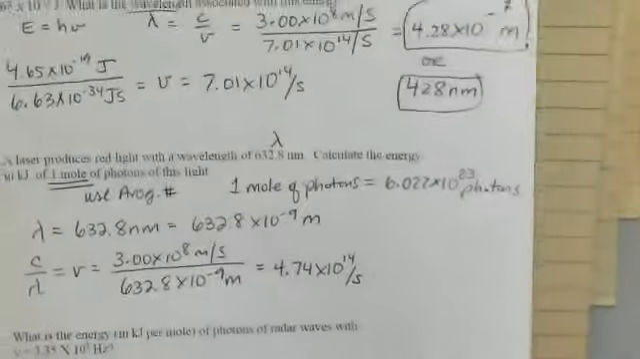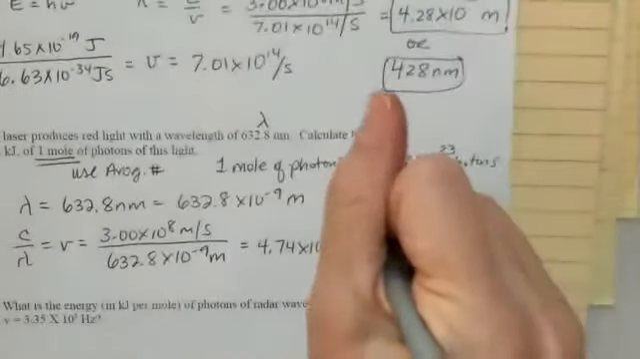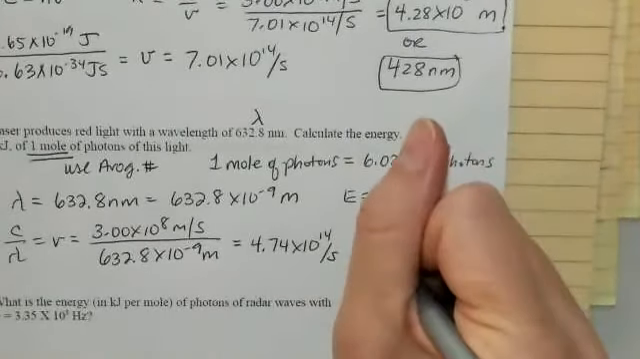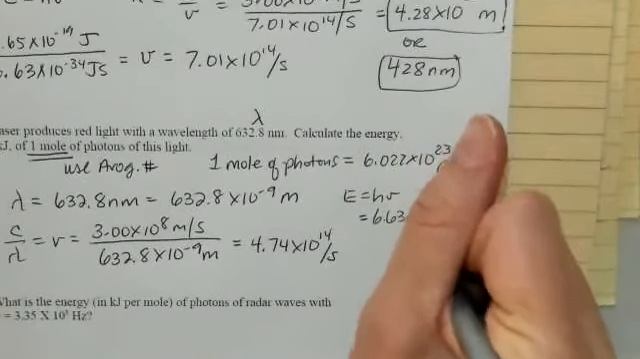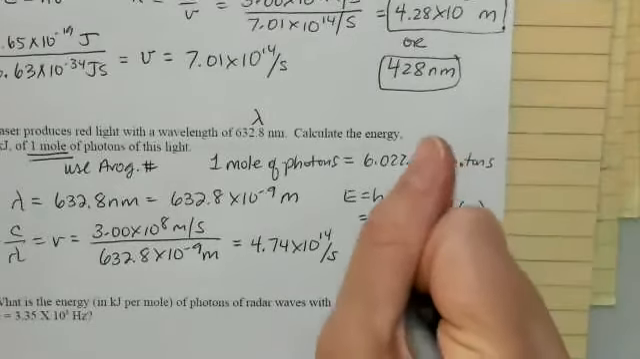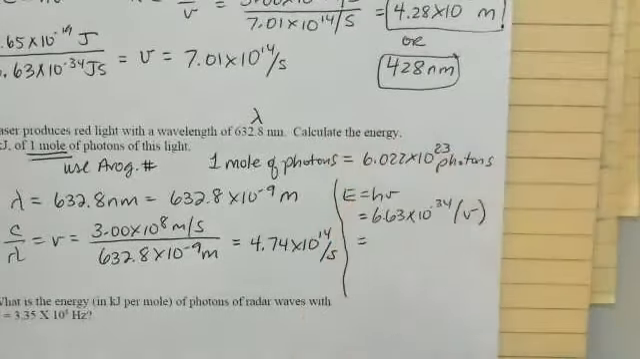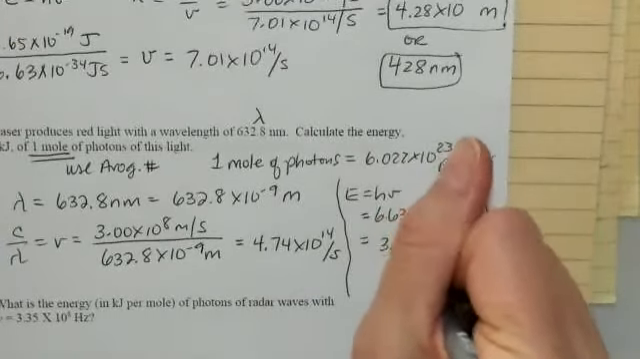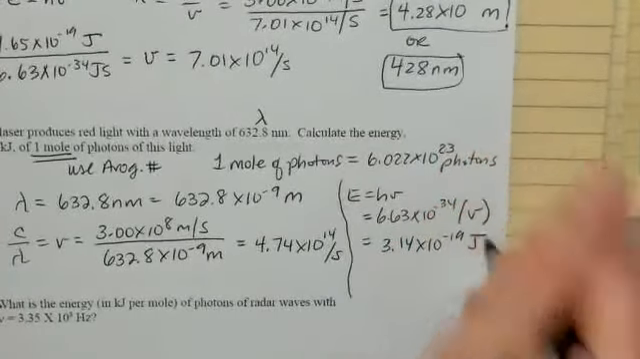So there's my frequency. All right, then if I do E equals h nu, I'm running out of room. So I've got the 6.63 times 10 to the negative 34 times nu, where nu is the 4.74 times 10 to the 14. So I'm going to take what I had in my calculator, the 4.74 times 10 to the 14, and multiply that by 6.63 times 10 to the negative 34. All right, so my E is 3.14 times 10 to the negative 19 joules.